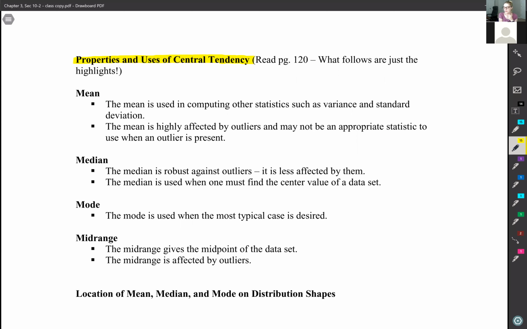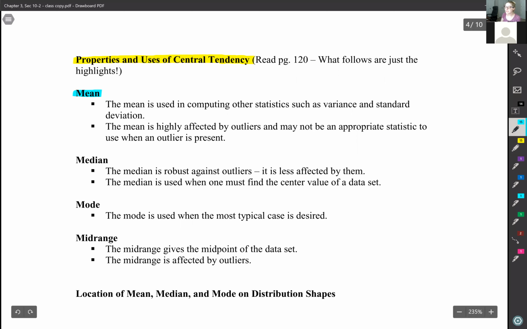So it does say read page 120. What follows are just the highlights. And that is very true. In the textbook, there's a lot more bullet points under each of these than what I'm giving you in the notes. These are just highlights. So definitely read page 120 because they give you more bullet points on each of them.